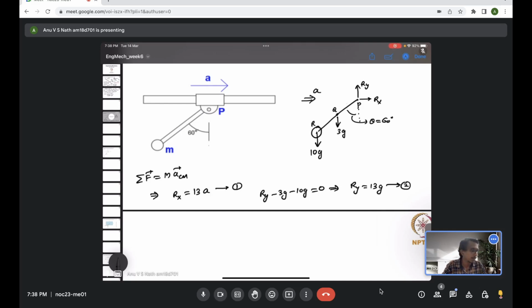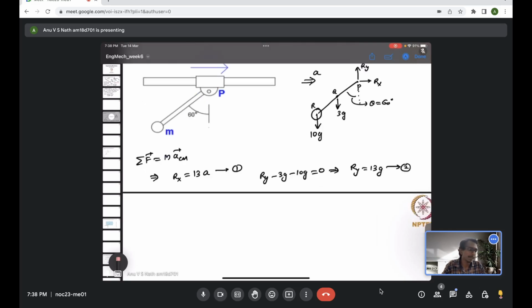Now Ry we already know is 13g, and because g is a known value, you can put 10, so you'll get around 130 Newton here. But Rx, which is 13a, where a is unknown, is still unknown. So Ry is solved already, but Rx is unknown. These are the two equations we got from the force balance. To determine A, we can use equation 1, but Rx is still unknown, so we have to find Rx. For that we will try to write the torque equation.